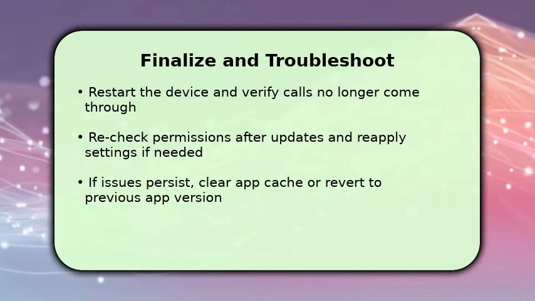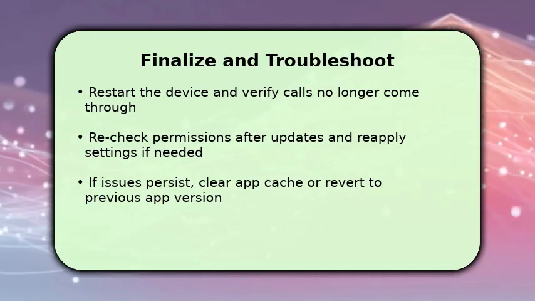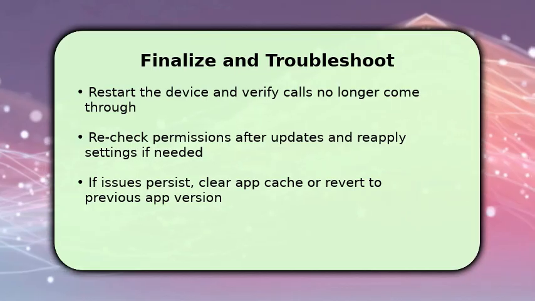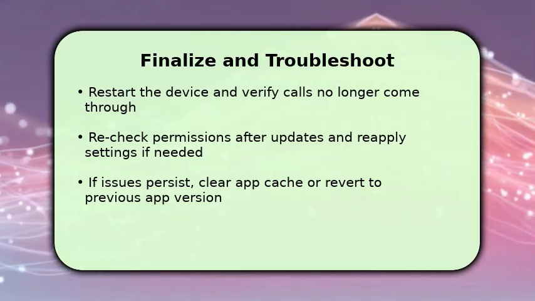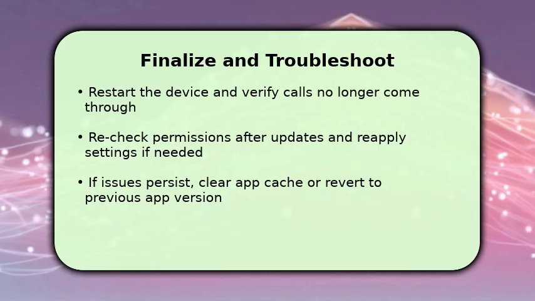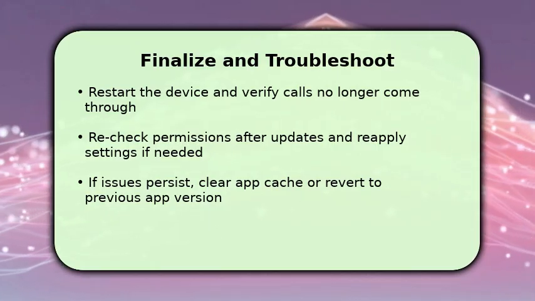If calls still slip through, clear the app cache, force stop the app, and consider reverting to the prior app version or update patch. One key troubleshooting tip: if changes fail, check for a secondary app that can act as dialer and disable it.